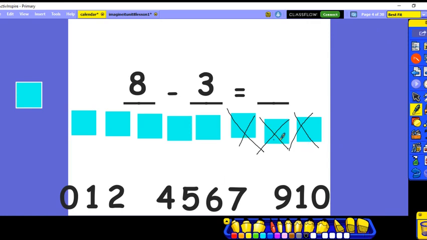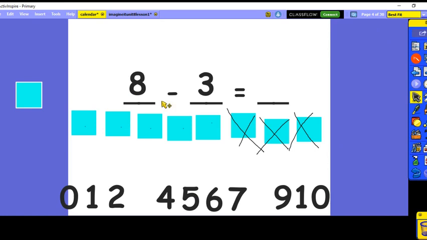So if we take 3 away, we started with 8. 8 minus 3 or 8 take away 3. Let's count and see how many we have left. 1, 2, 3, 4, 5. So 8 minus 3 is 5. Now let's look back at our equation and let's say the whole thing together. 8 minus 3 equals 5.